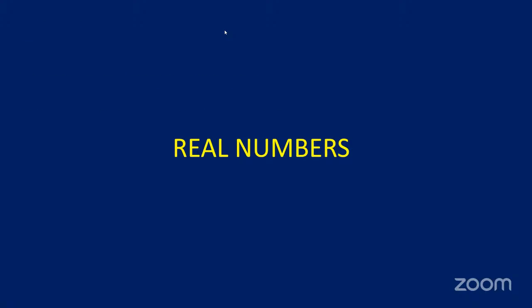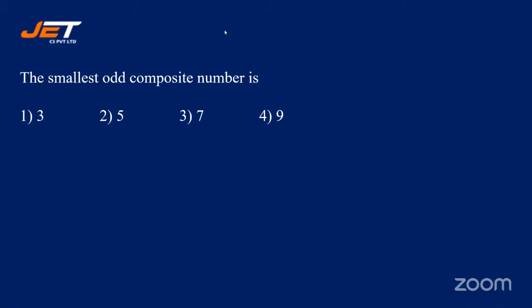Numbers. All right? Let's start with the first question. The smallest odd composite number is dash.